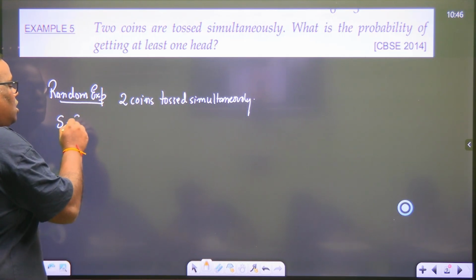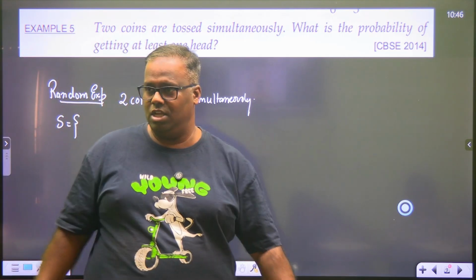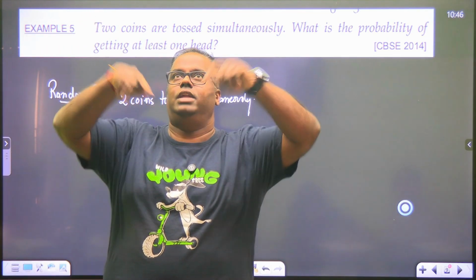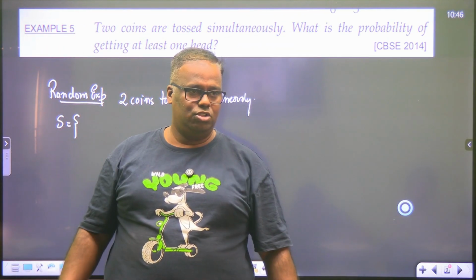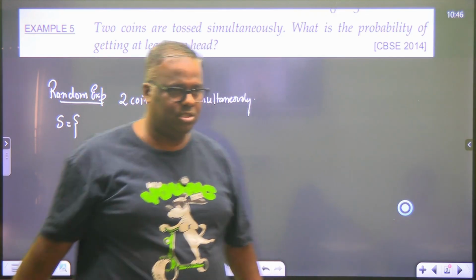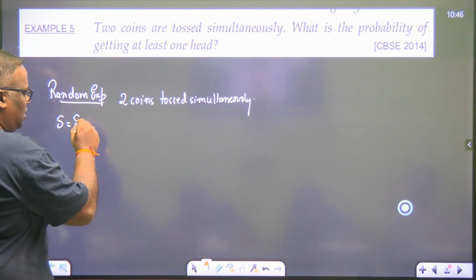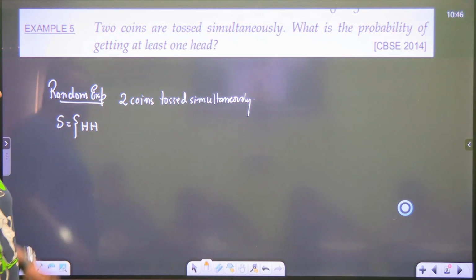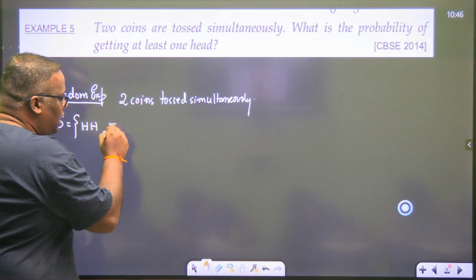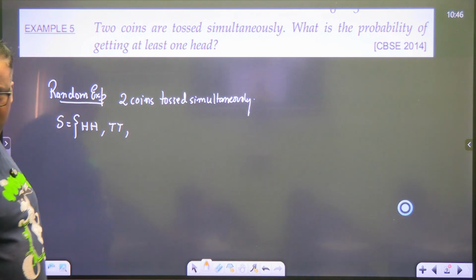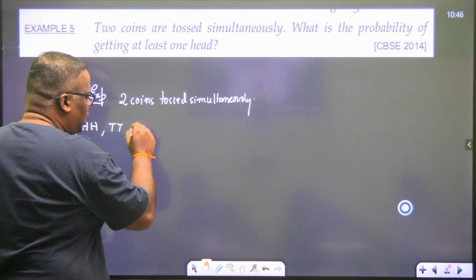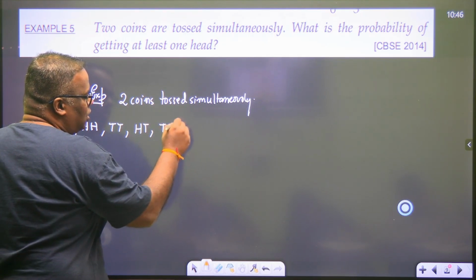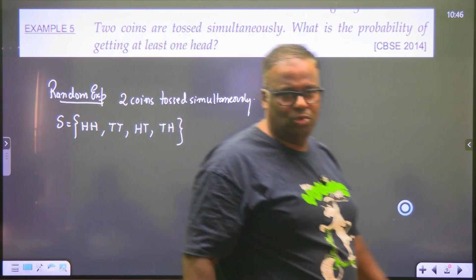Now tell me, 2 coins. Start thinking like this. In my hands, there are 2 coins. I flip them like this and they land on the ground. So I'll be getting pairs of outcomes. My first outcome can be, these are all possibilities, that I get a head on both. My second outcome can be that I get a tail on both. Agreed? My third outcome can be that I get a head on the first one and a tail on the second. And fourth can be a tail on the first and a head on the second. Nothing more than that.